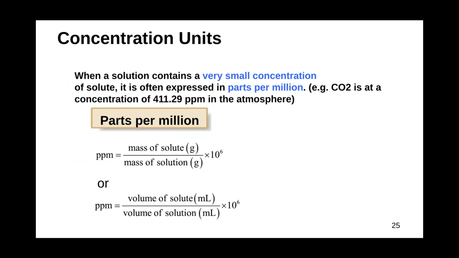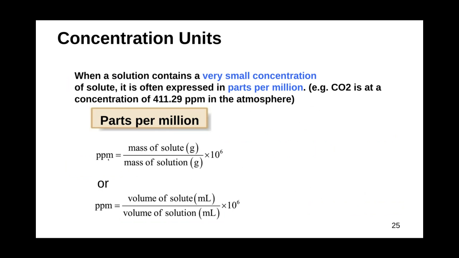Now, weight to volume is very important for science, but one of the most pressing issues of our time is climate change. And we often hear climate change discussed in CO2 in parts per million. Well, what does parts per million really mean? When a solution contains a very small concentration of a solute, it is often expressed in parts per million, i.e., as of last year, CO2 is at a concentration in the atmosphere of 411.29 parts per million.